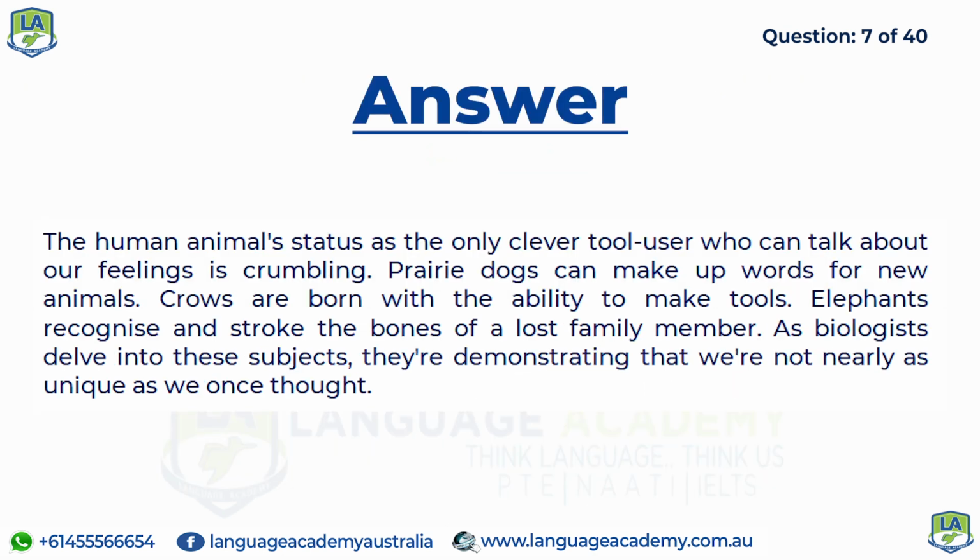The human animal's status as the only clever tool user who can talk about our feelings is crumbling. Prairie dogs can make up words for new animals. Crows are born with the ability to make tools. Elephants recognize and stroke the bones of a lost family member. As biologists delve into these subjects, they're demonstrating that we're not nearly as unique as we once thought.